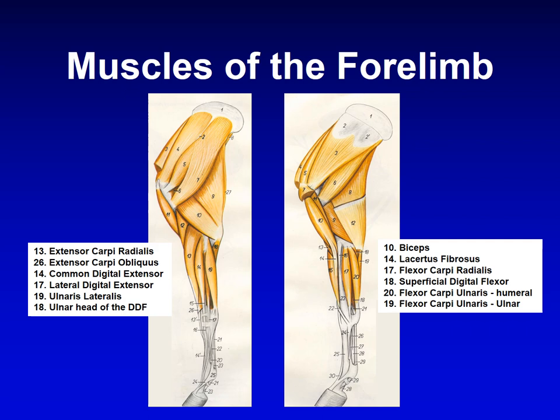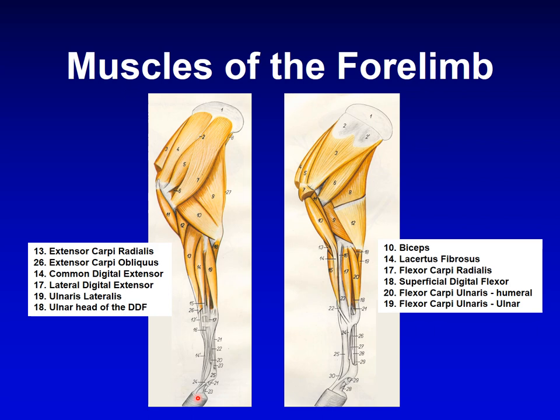So you can see two views here, a lateral view of the forelimb and a medial view of the forelimb. A lateral view that starts with the scapula, the humerus, radius and ulna, carpus, metacarpus, and then fetlock, pastern, and coffin, the six joints that we talked about.